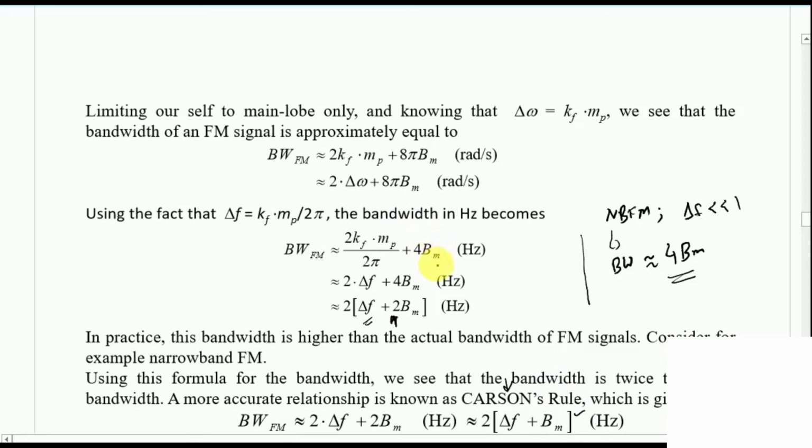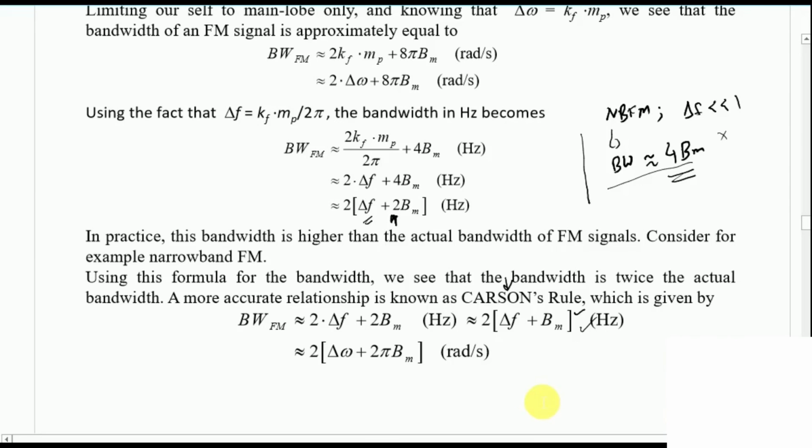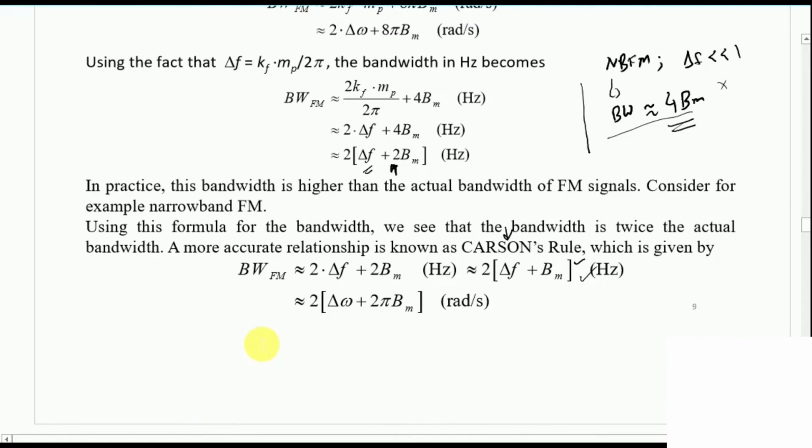Now if you test narrowband FM, and we say that delta f is very small, if it is 0, then for that we have 2 bm, which is in agreement with narrowband FM. Carson's rule gives you a value which is not overestimating, but later on we will see it has its own set of issues. So far it is just giving us something which is not overestimating. We can also say that the bandwidth of FM in terms of radians per second is 2 delta omega plus 2 pi bm.